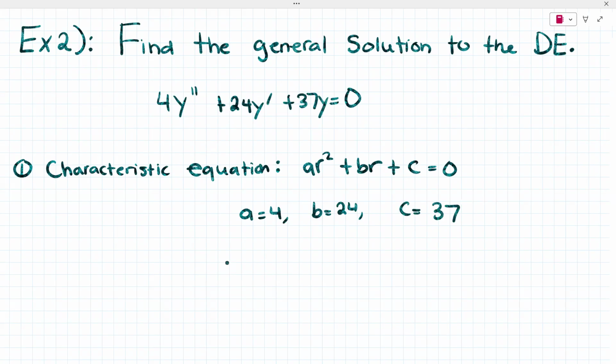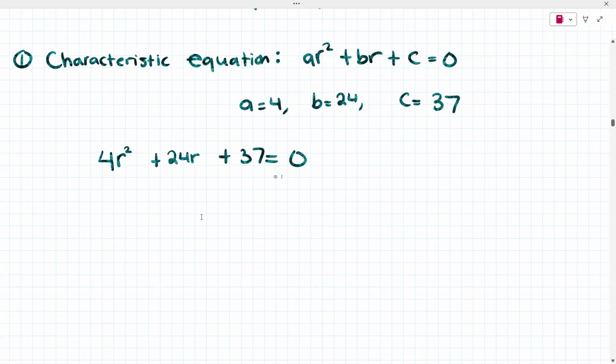Okay. So we're going to solve. So it's going to be 4r squared plus 24r plus 37 equals 0. Can we factor this? Not nicely. I mean, we could try bottoms up, but I'm not even going to try it. I'm just going to use the quadratic formula, right?